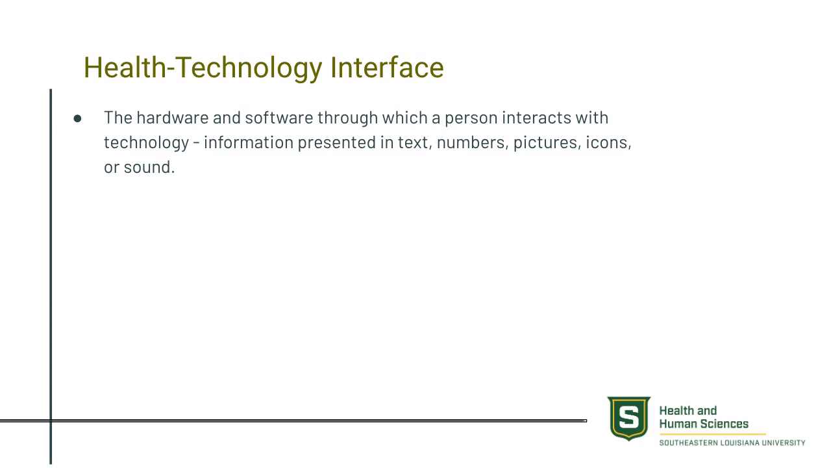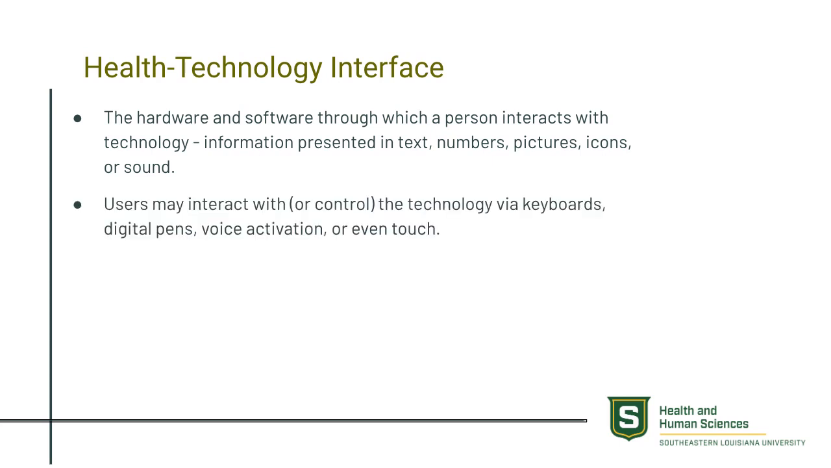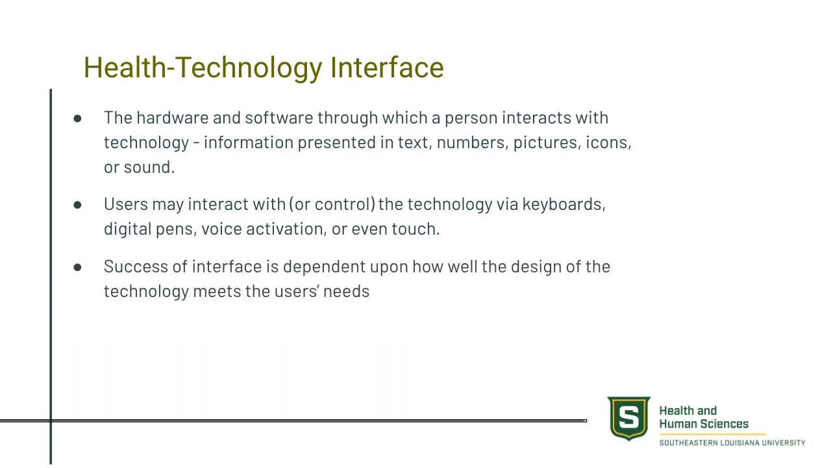And this could be how information is presented in text, in numbers, in icons, voice activation, digital pens, even keyboards. So these are all parts of the human technology interaction. A very good example is one that we've talked about in this course: electronic health records. That would be a good example of a human technology interface, but we're going to mention other ones too.